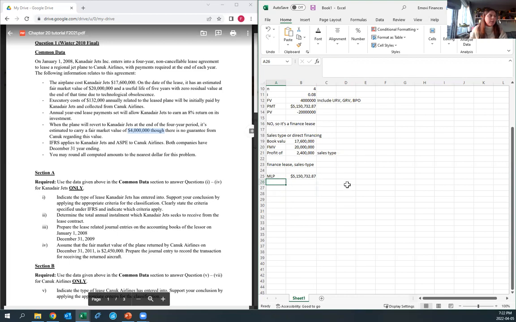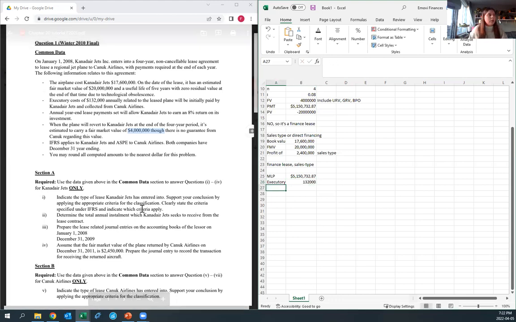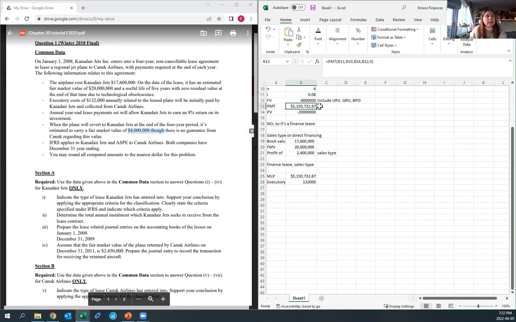So you have your minimum lease payment, and then you're gonna see, is there any executory costs I'm gonna receive from the lessee? And the answer is yes, it's 132,000. So see here, when we calculated our payment, it didn't include any executory cost. So no executory cost. This is only for the lease portion. You're adding the executory cost to the amount of payment that you're going to receive from your lessee.